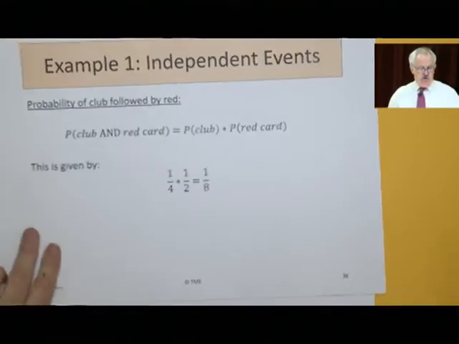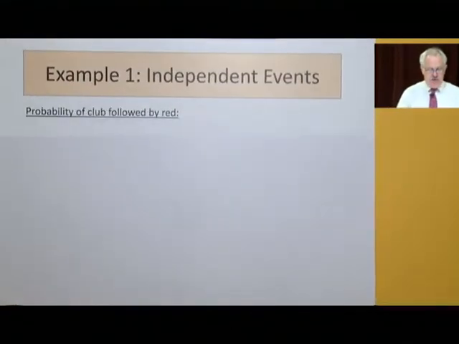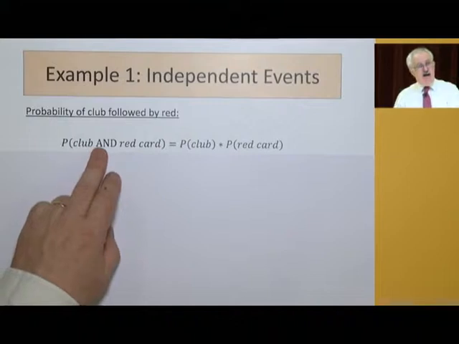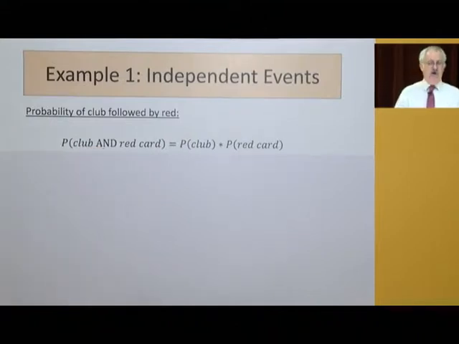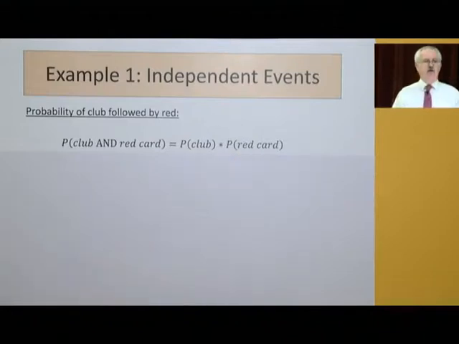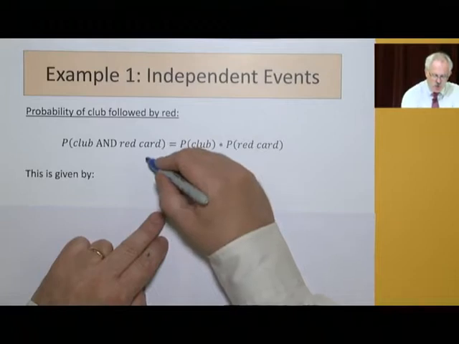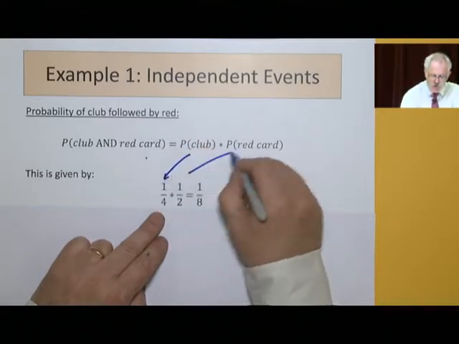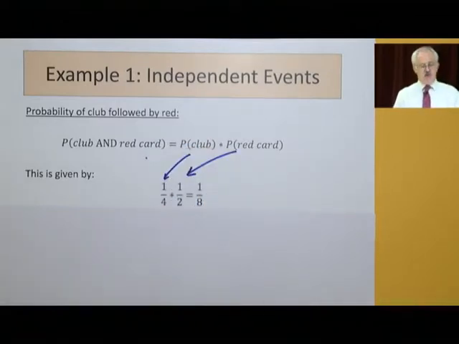So now we're looking at the formula that says the probability of a club followed by a red is P(club and red card). So this is the probability of a club times the probability of the red card. And that's given by 1 over 4 for the club, 1 over 2 for the red card. We multiply: 1 over 8.